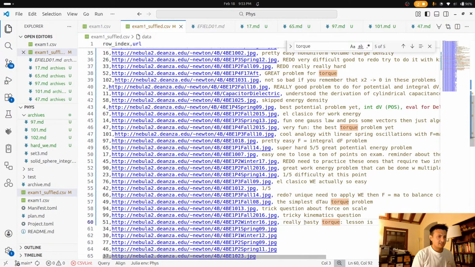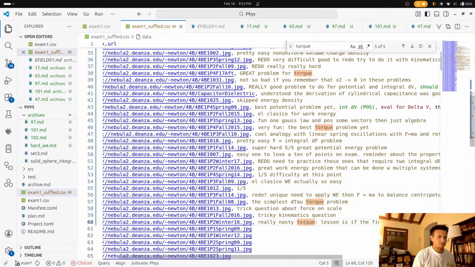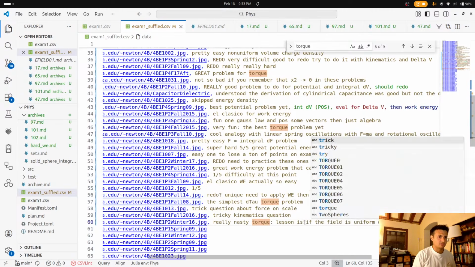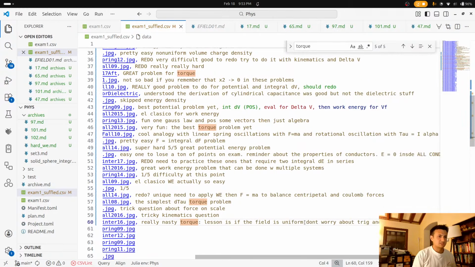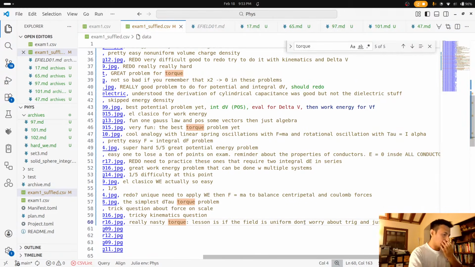Lesson is, if the field is uniform, don't worry about trig and just take the cross product. But the problem is, if you end up with the displacement vector in E, actually, I'm trying to think. Let's just write it out. We have I, J, K.